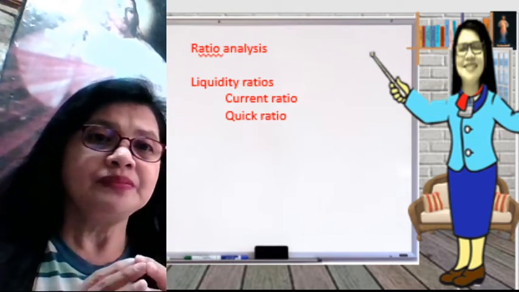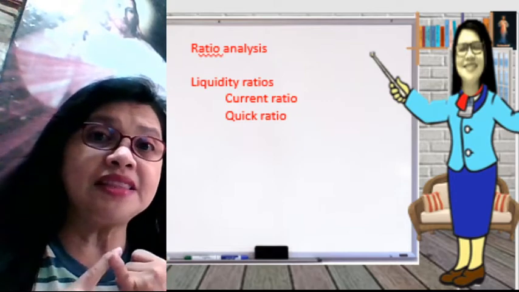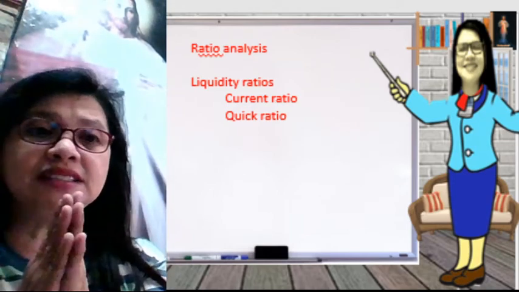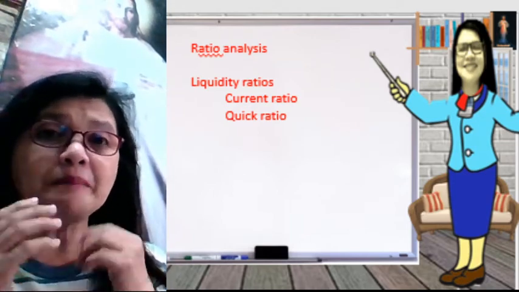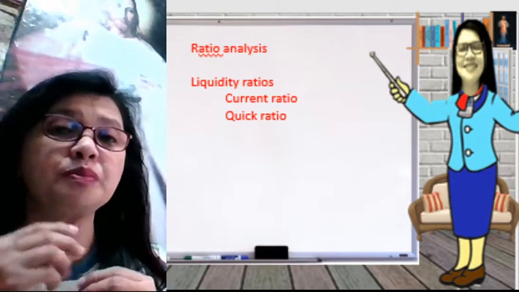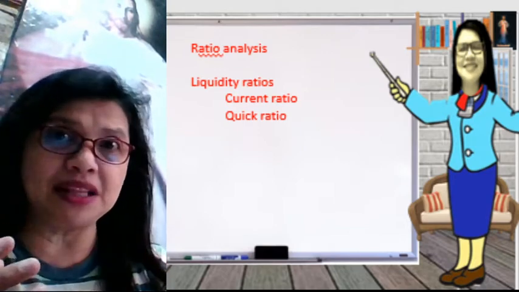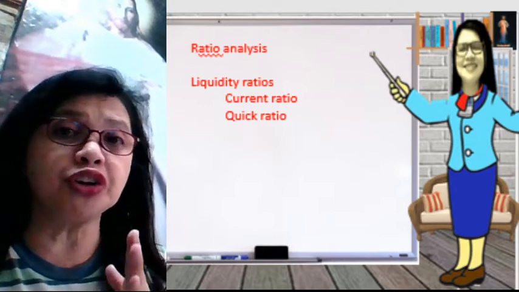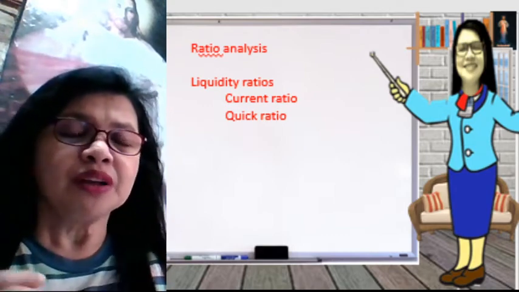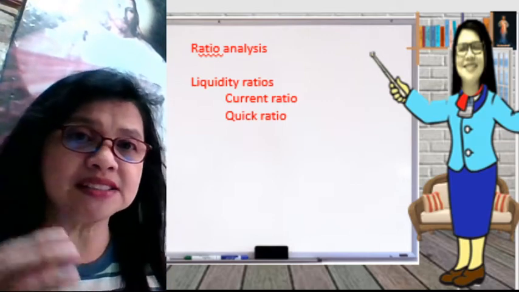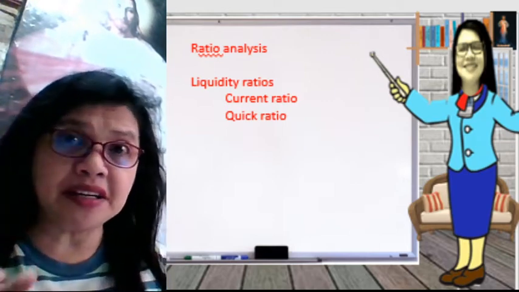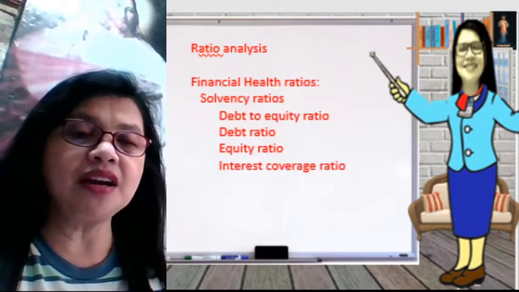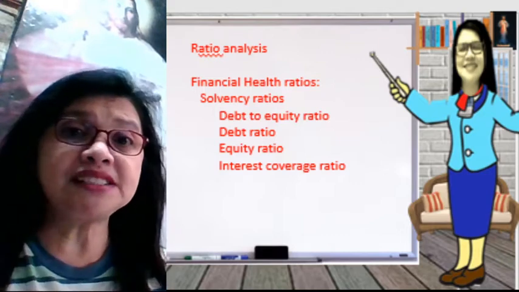For example, we will be solving for the liquidity ratios. When we speak of liquidity ratios, it means we are measuring the capacity of the company to pay its current liabilities, the ability of the company to pay its short-term obligations. I'll be giving you also the formulas, but for the liquidity, we have the current ratio and the quick ratio. Then we have the solvency ratios.